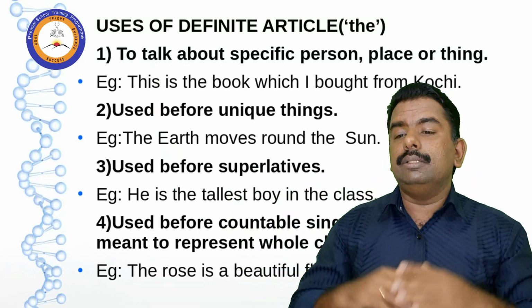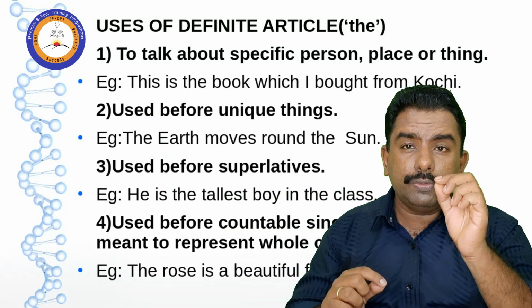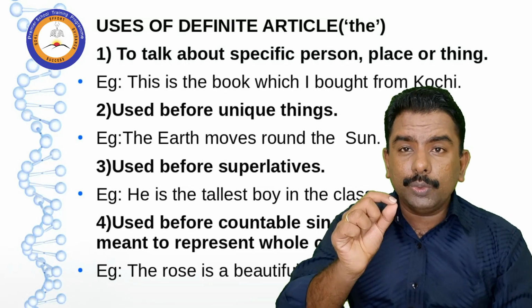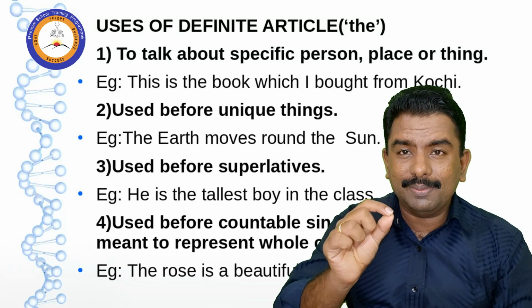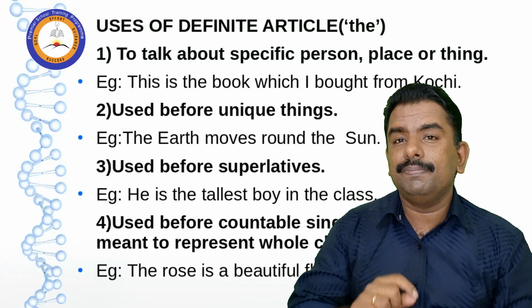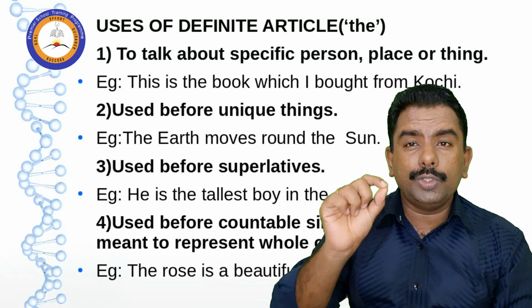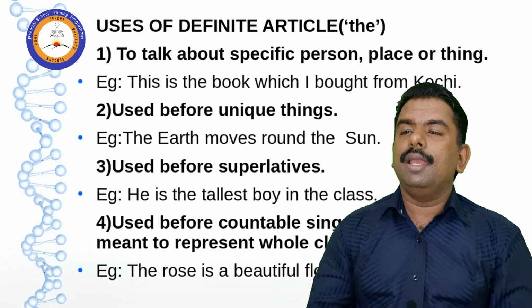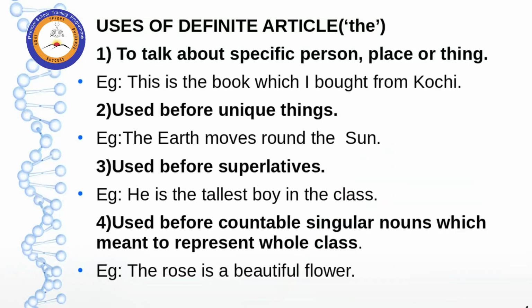Example is here: the rose is a beautiful flower. Because there is only one beautiful flower, one rose, a beautiful flower. Singular, countable noun.